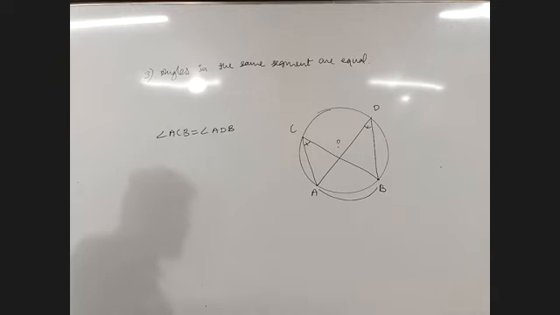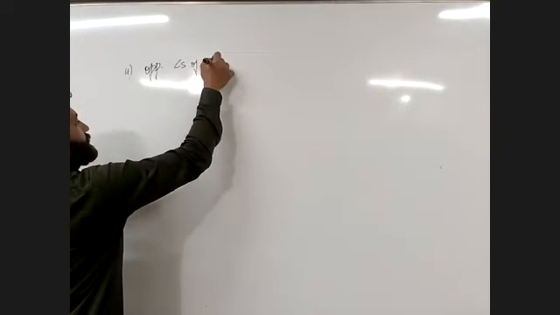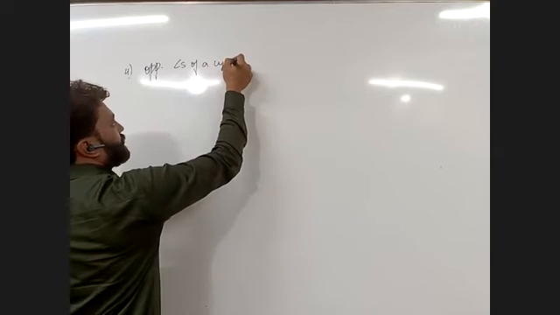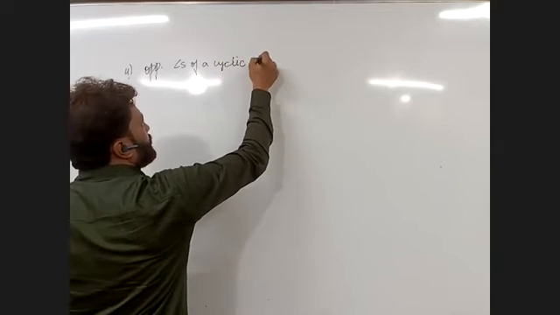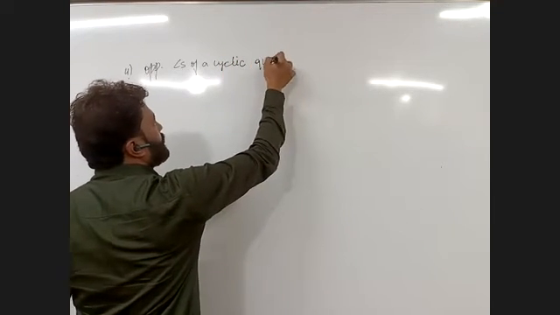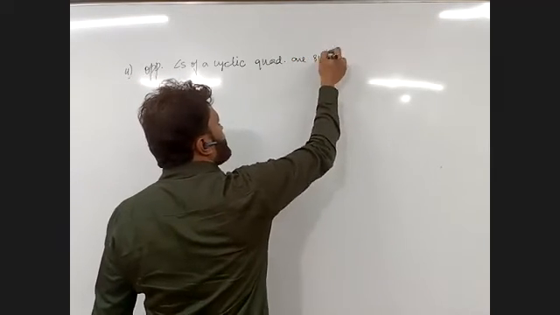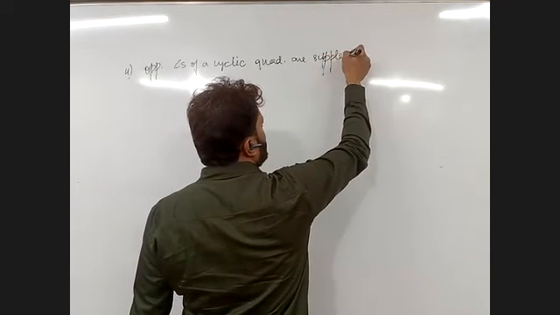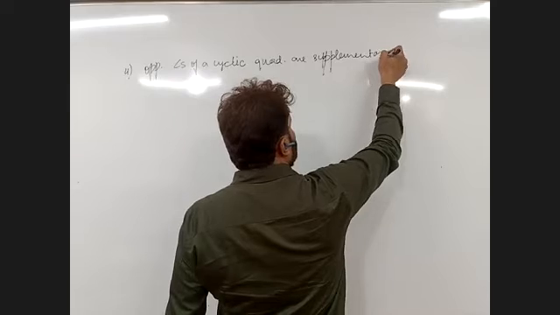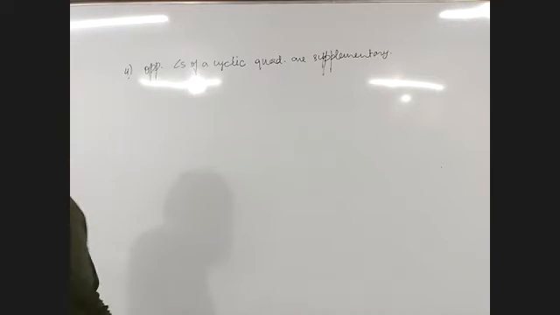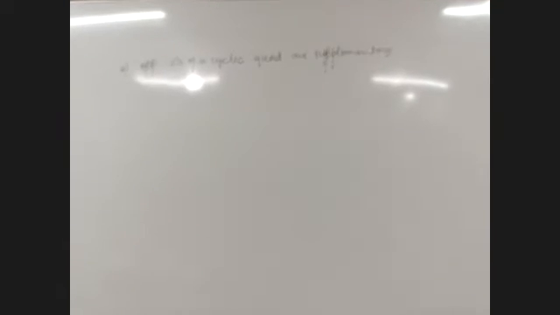What's the name of the property? This is opposite angles of a cyclic quadrilateral are supplementary. What's meant by supplementary? Supplementary means the sum is 180. Opposite angles of a cyclic quadrilateral are supplementary.